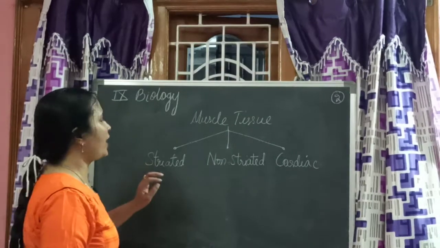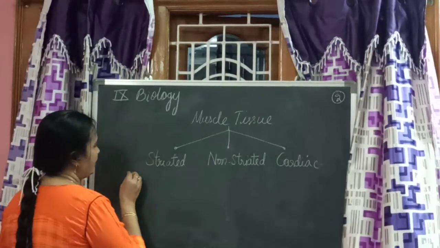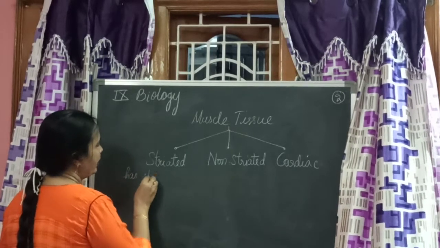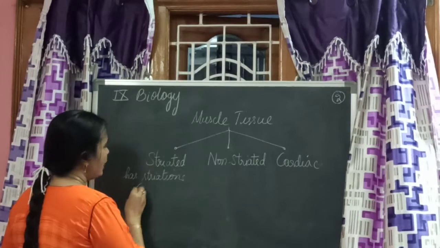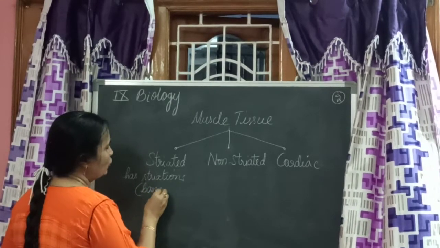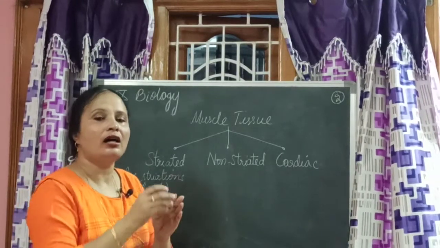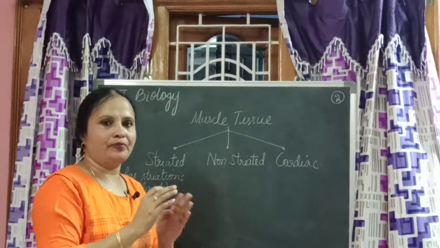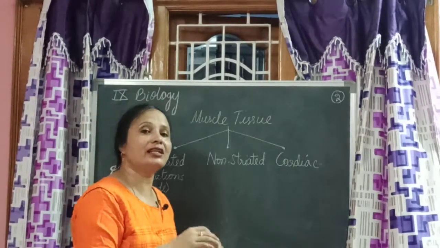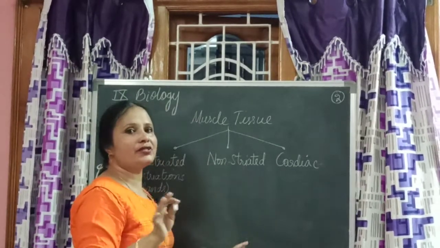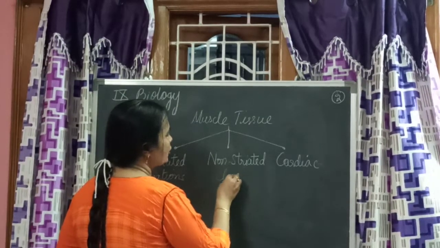So what is this striated? Striated means it has striations. What are striations? Striations means bands, dark and white bands. That's why the muscle looks dark and white colored. Non-striated, the name itself says that it is clear of any striations. No striations, it's clear.